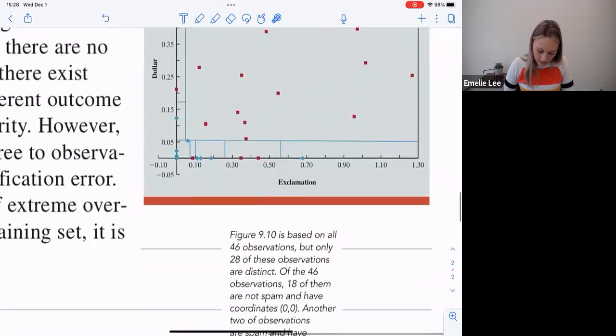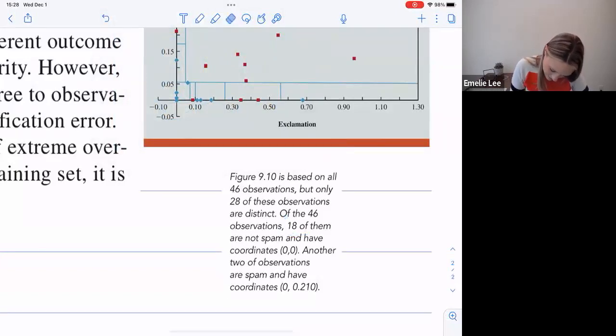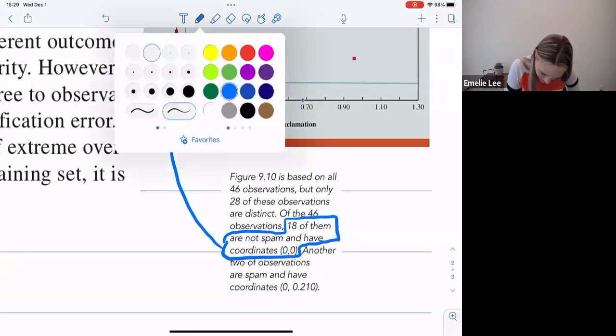One thing that I do want to point out is it doesn't look like it makes sense, but 28 of the observations are distinct, and 18 of them are not spam. So there's 18 overlapping there. So you can count that one dot as 18. And then there's another 2 observations that are spam, so there's 2 observations here.